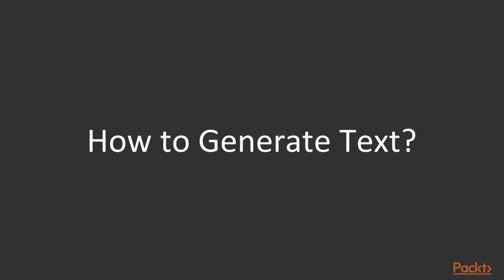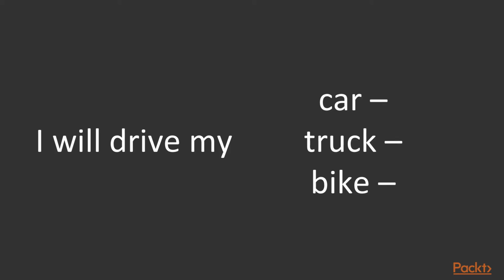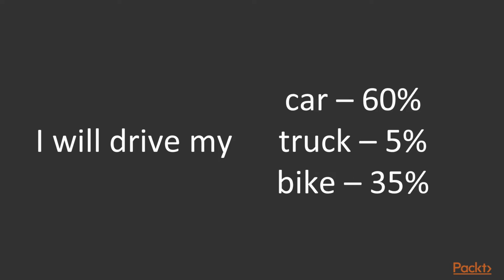Let's think about how a neural network would go about predicting the next word in a sentence. Let's take a sentence: "I will drive my blank." Now, a deep learning neural network could predict what the next word in this sentence could be. It could be, for example, car, truck, or bike, and there'll be probabilities associated with these. Let's say 60% for car, 5% for truck, and 35% for bike.